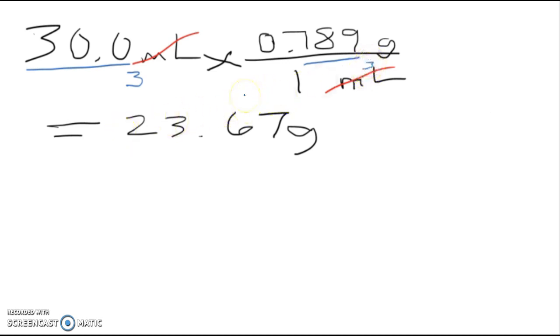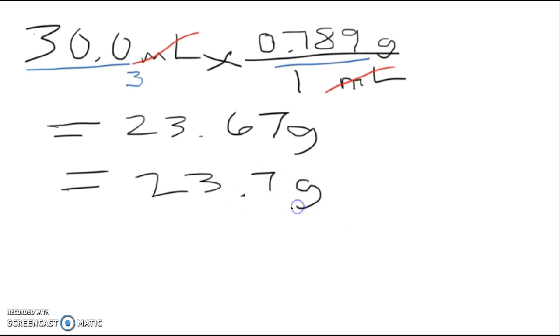Let me make that a little clearer. So 0.789, there's our 3 digits. So we're going to need 3 digits. So we're going to round this down to 3 digits, 23.7 grams of ethyl alcohol. And there's our answer.